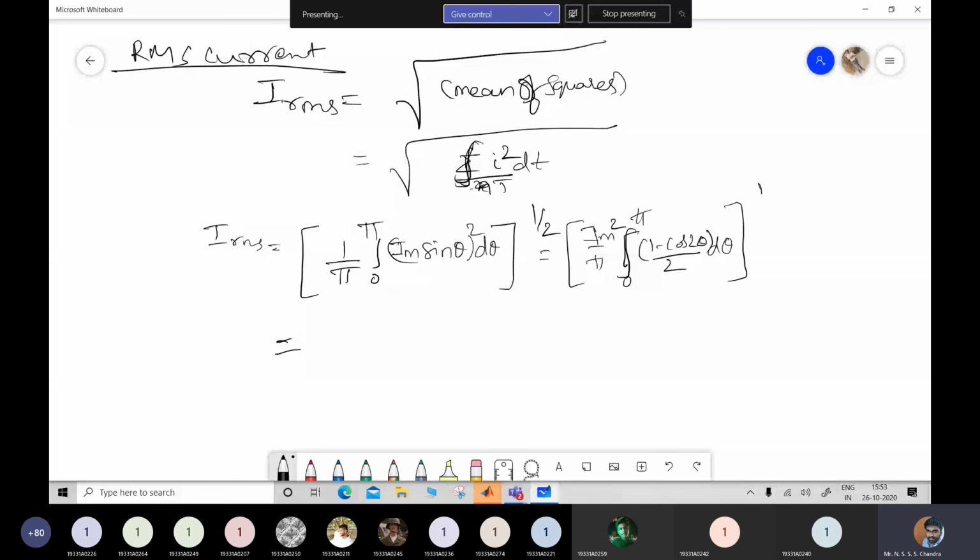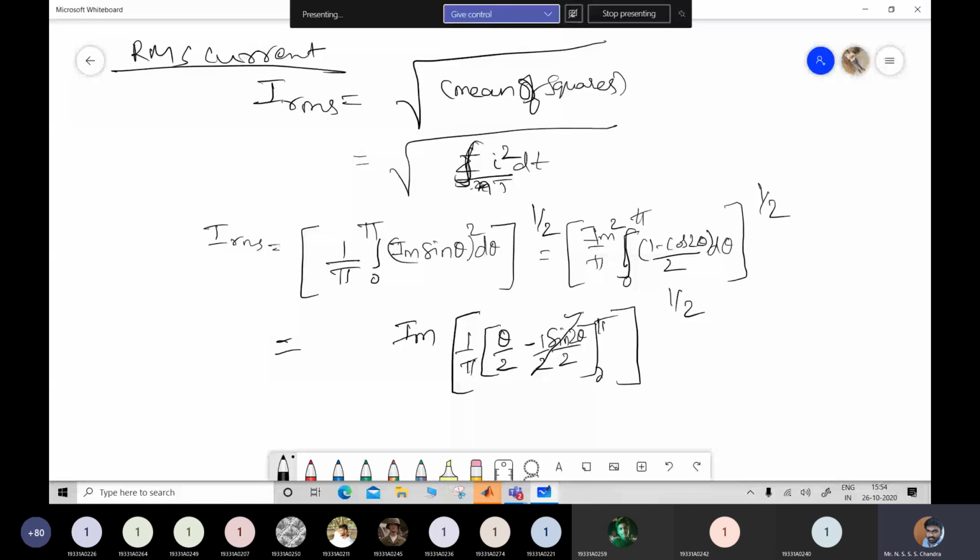So Im I will bring outside, and the remaining things I'll keep inside the square root. It's 1 by pi, and the integral of d theta is theta, so it's theta by 2 minus 1 by 2 into the integral of cos 2 theta, which is sine 2 theta by 2, with limits 0 to pi. If you keep the limits, sine 2 pi will be 0 and sine 0 will be 0, so the entire term becomes 0.